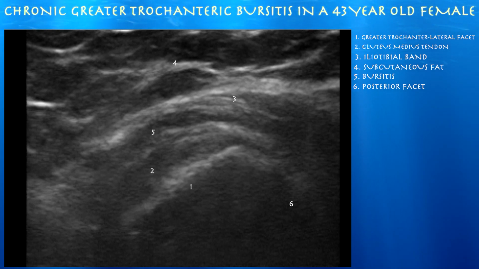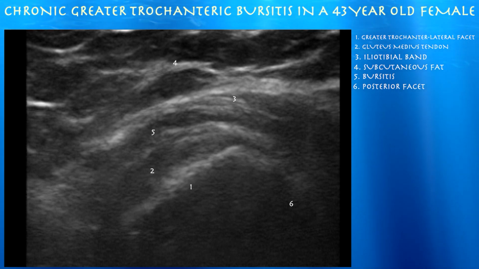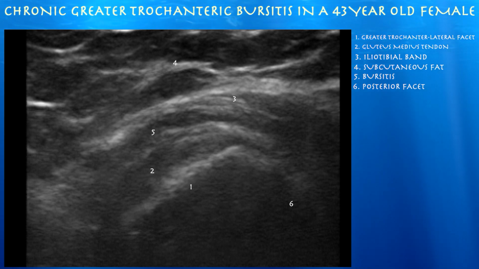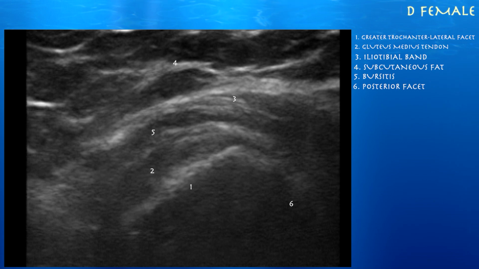We're going to go over a 43-year-old female with chronic pain and swelling over the left lateral hip going on for about 7 years. There really wasn't much of an injury that initiated this, though she did lose her footing and maybe twisted her leg and somehow irritated the lateral aspect of the left hip. On physical exam, she has some swelling over the lateral hip and tenderness to touch over the lateral hip. So we're going to go ahead and do an ultrasound to further evaluate.